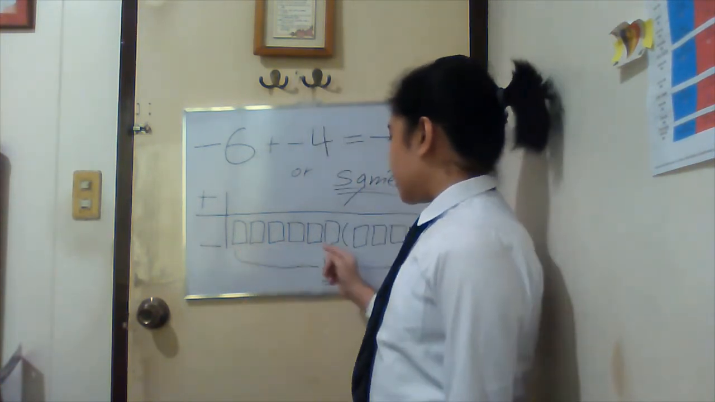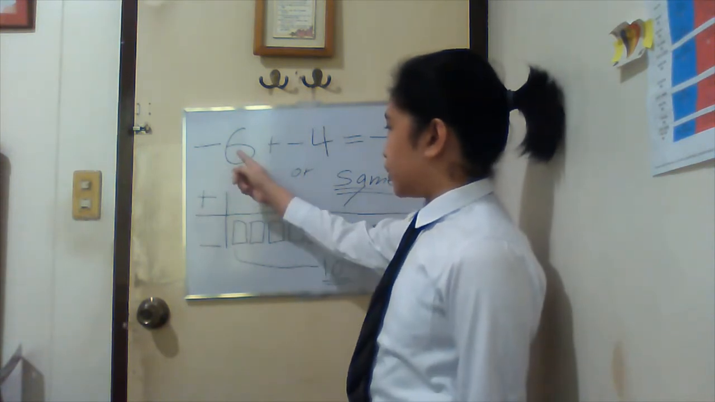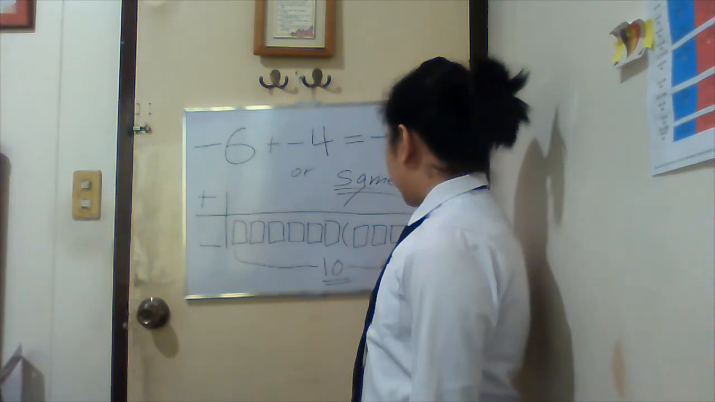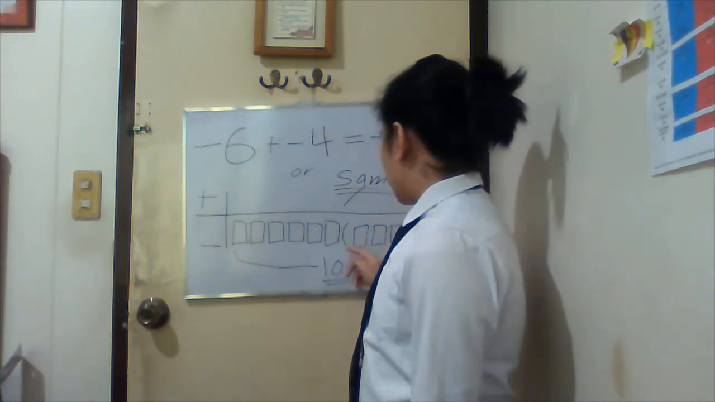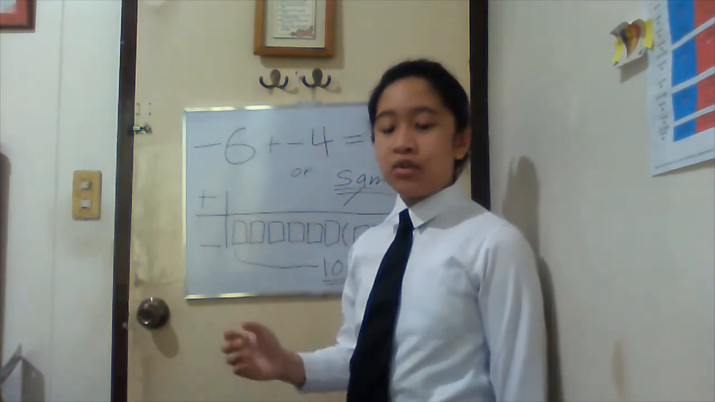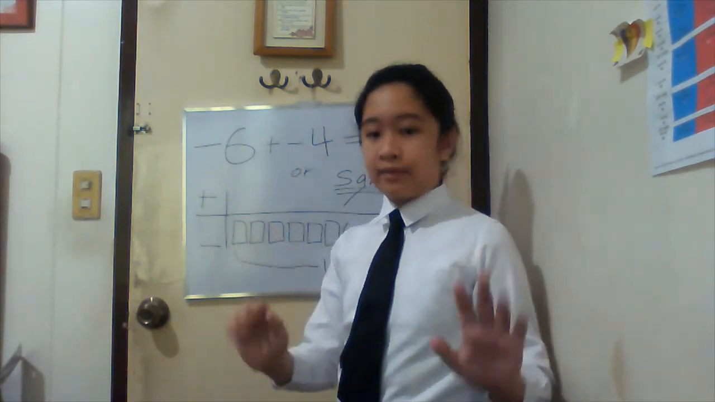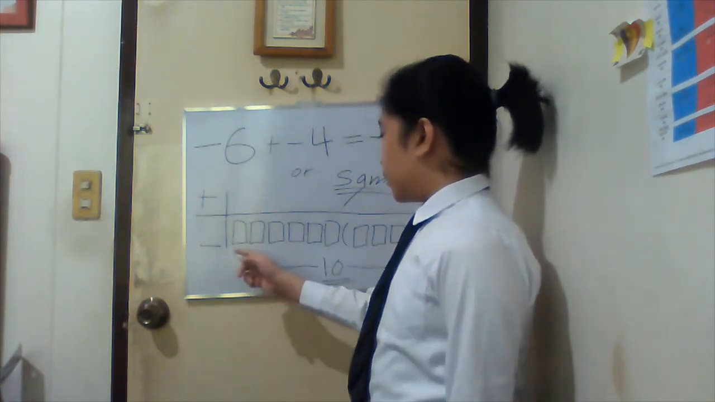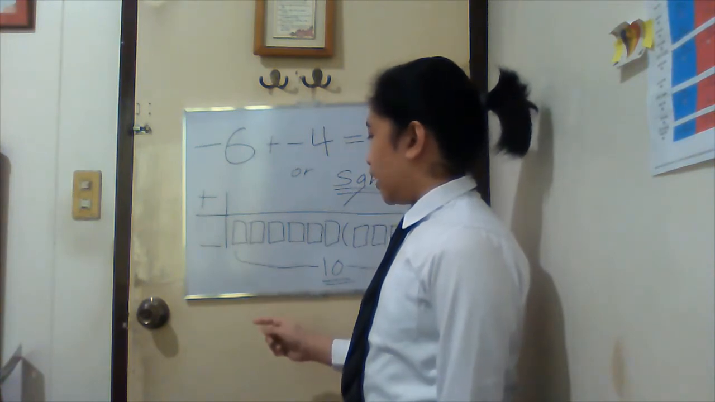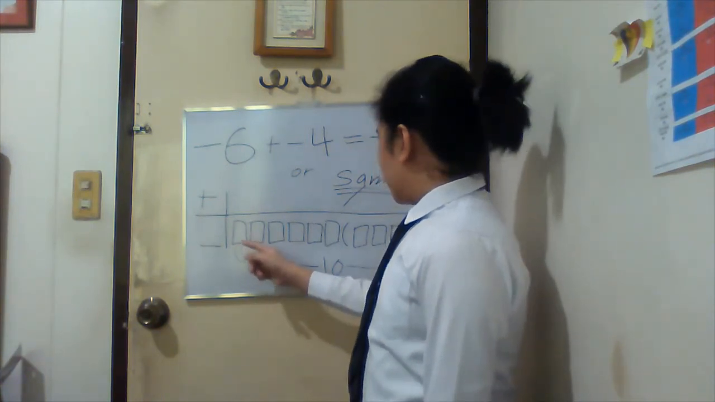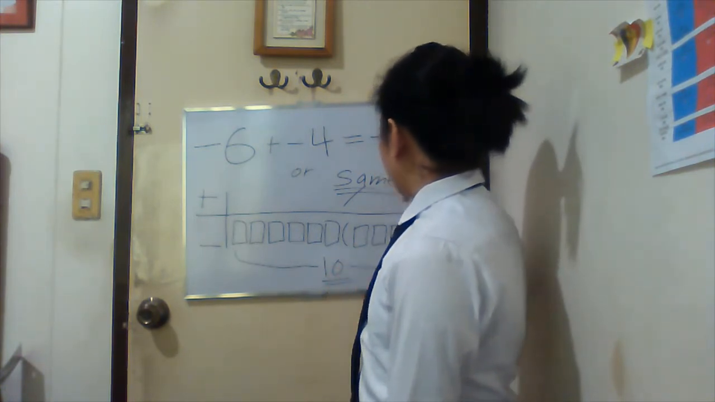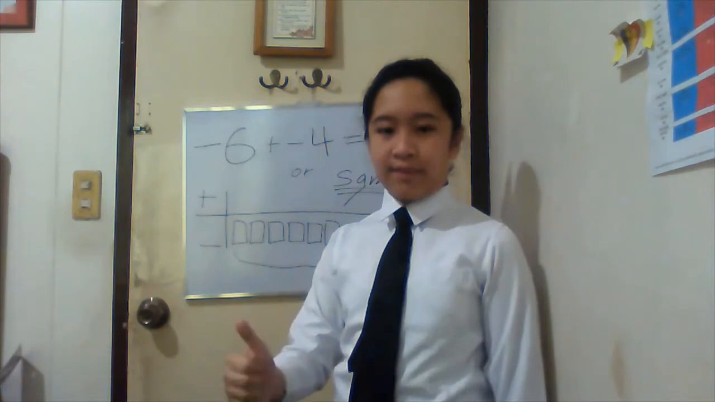So these are 6 tiles, which represent this. Now, we are going to add the 4 of these, or 4 tiles, which represent this. If we add 6 plus 4, it will become 10. But since we are under 0, this is now known as negative. So this will become negative 10, which means both of these are the same.